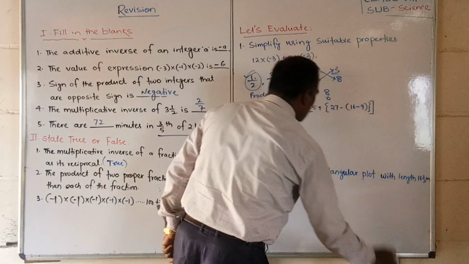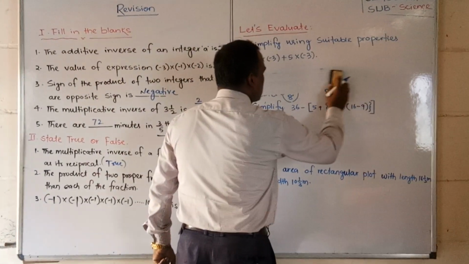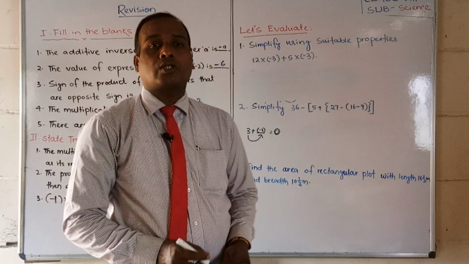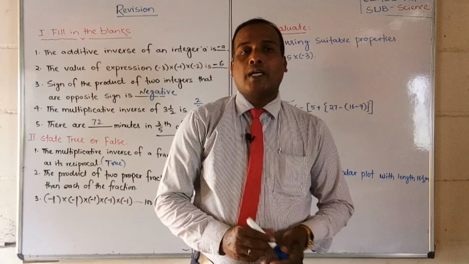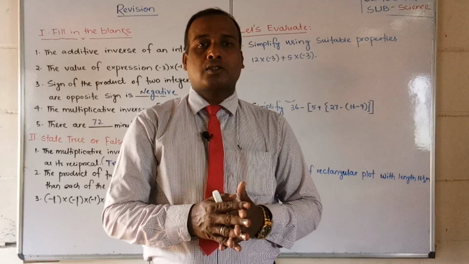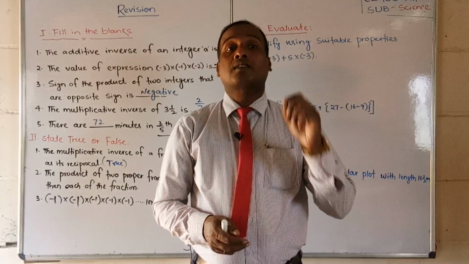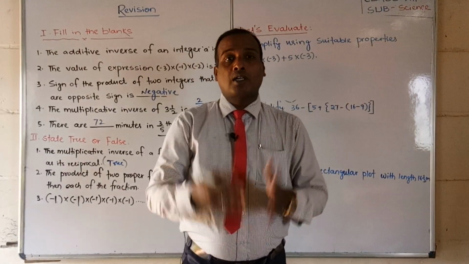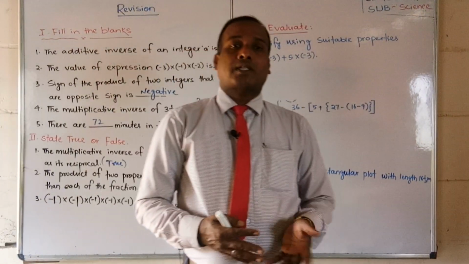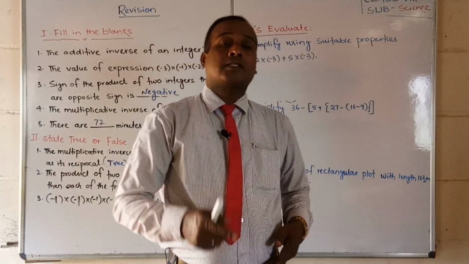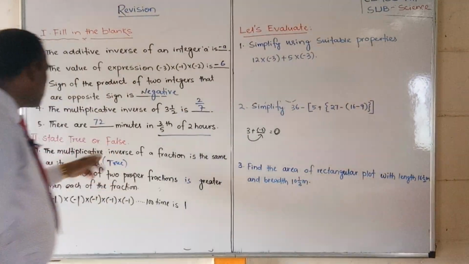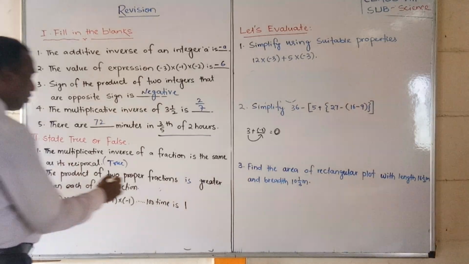So it is false. Why? Because there is one condition that you should remember, students. When you are multiplying two proper fractions, then the product is smaller than each of the fractions. Remember this. And when you are multiplying two improper fractions, the product is always greater than each of the fractions. So that's why we can write it is false.